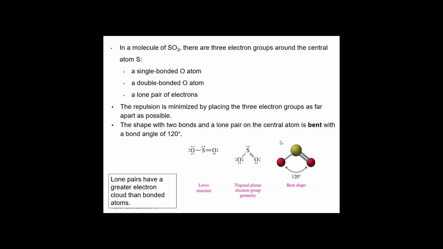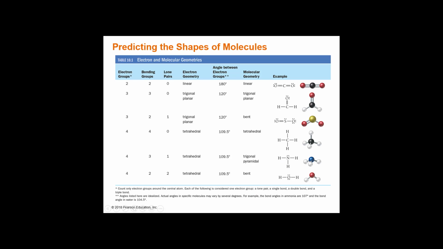And here's SO2. Now this one's a little different because it only has 1 lone pair. We can also look this one up. We have 3 electron groups: 2 bonds and 1 lone pair. So we go to where it's 3s. Do we have 3 bonding groups? No, we do not. We only have 2, and we have 1 lone pair.